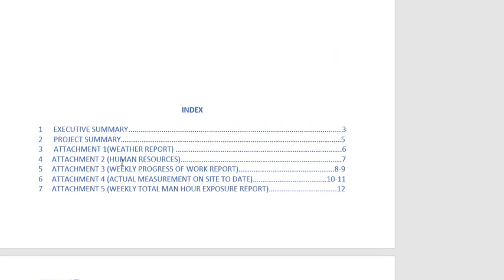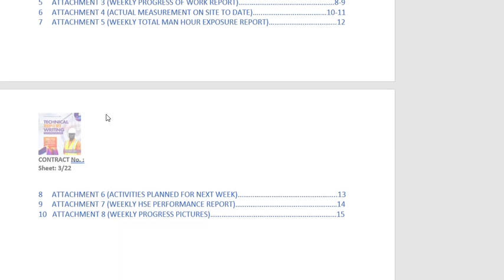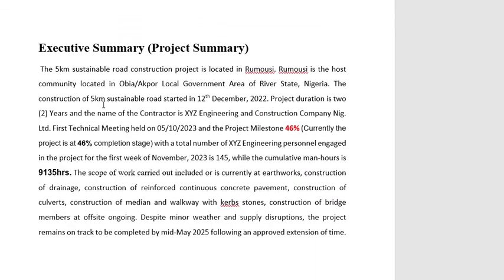Then the next is your table of content. Like I said, the table of content must be the last thing you prepare in your technical report writing. The next is the executive summary that we talk about.